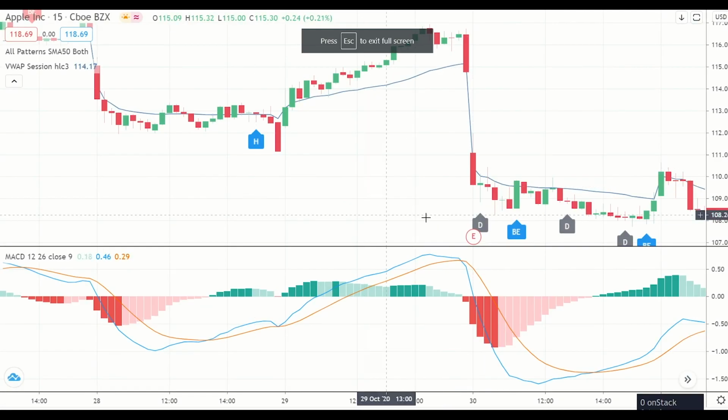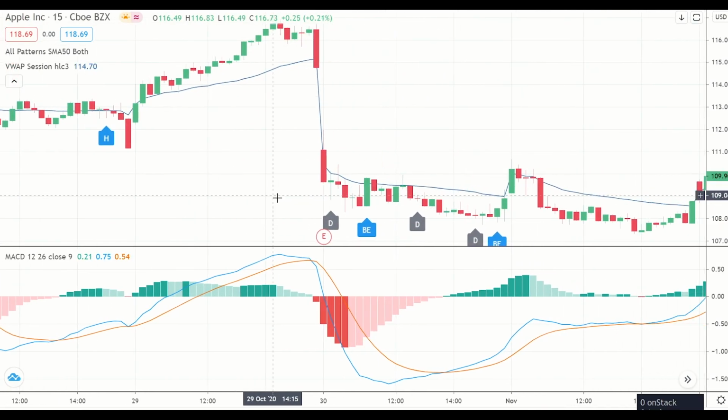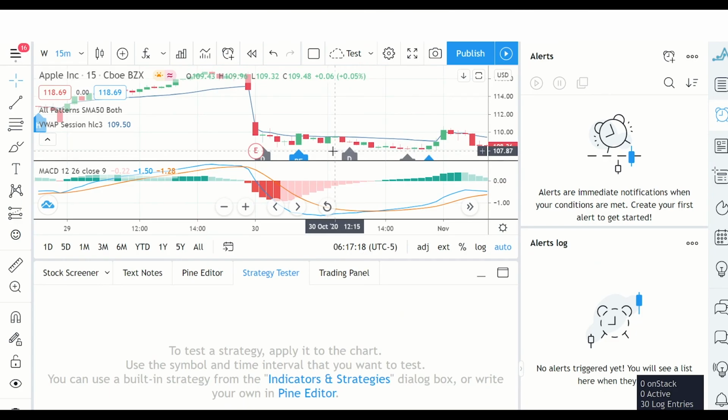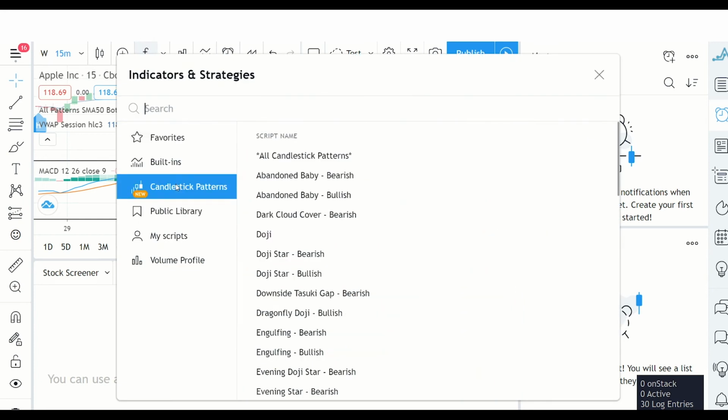Today we'll be looking at the chart of Apple at first on TradingView.com and then move on to some more examples. So before we start, let me just show you how to apply candlestick patterns to your chart. You can go to the Indicators and Strategies section and click on All Candlestick Patterns.